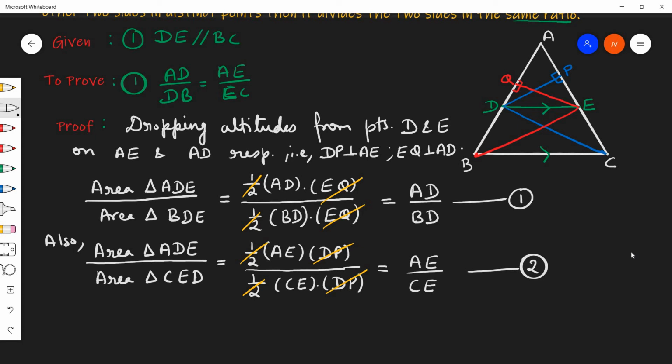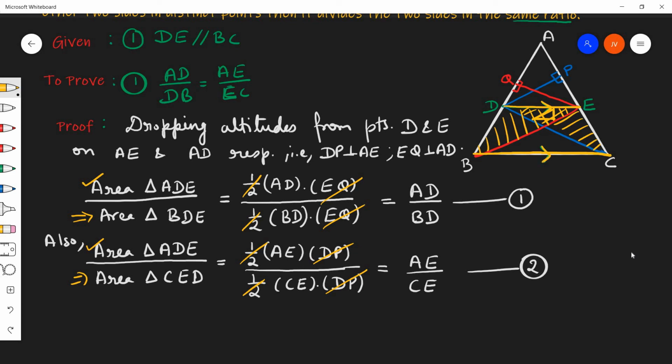But right sides will be equal when left sides are equal. And in the left hand sides, we have the numerators which are the same, that is area of ADE. But what about the denominators? The denominators of equations 1 and 2 are area of BDE and area of CED. When you look into the diagram, these are the two triangles which are on the same base. The common base is DE, and they are between the parallel lines DE and BC.